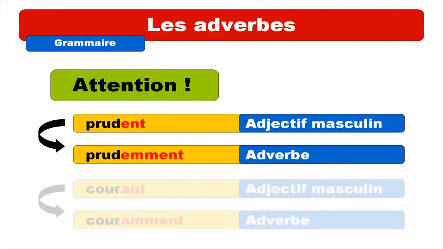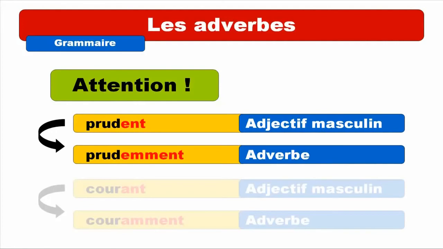So let's take a look at a few exceptions, and one of them is prudent. More generally, adjectives that end with ent. For the adverb you get prudemment. The strange thing is that you write emment for the adverb, but then you pronounce it as if there was an a. Prudemment.